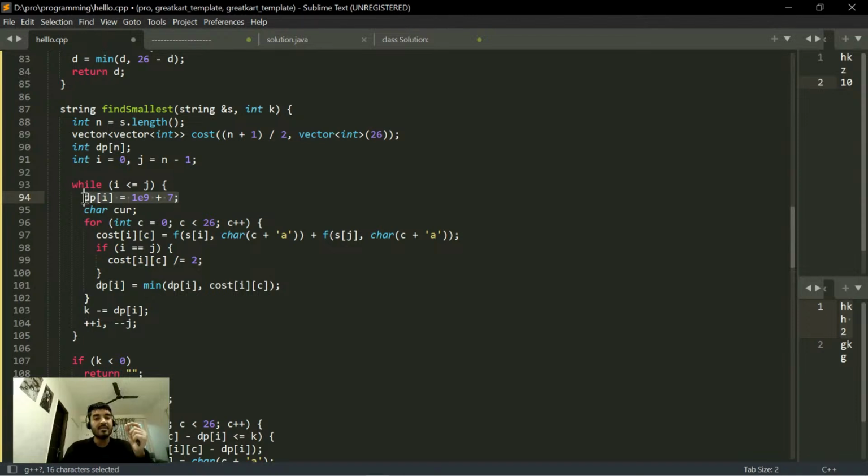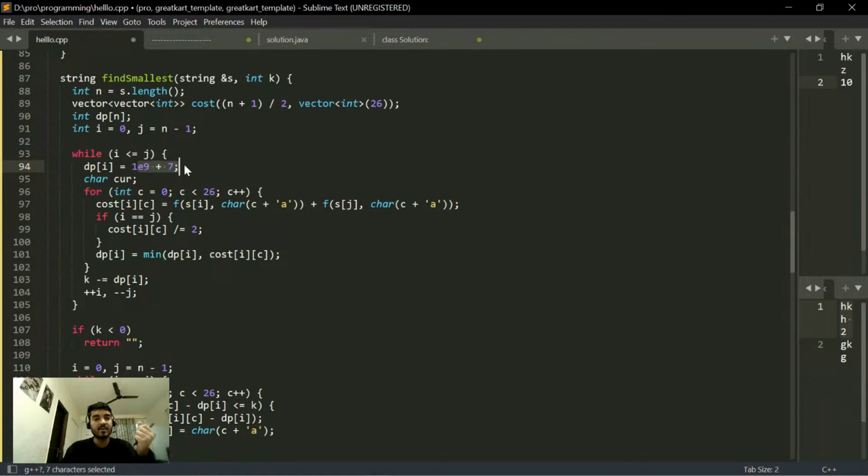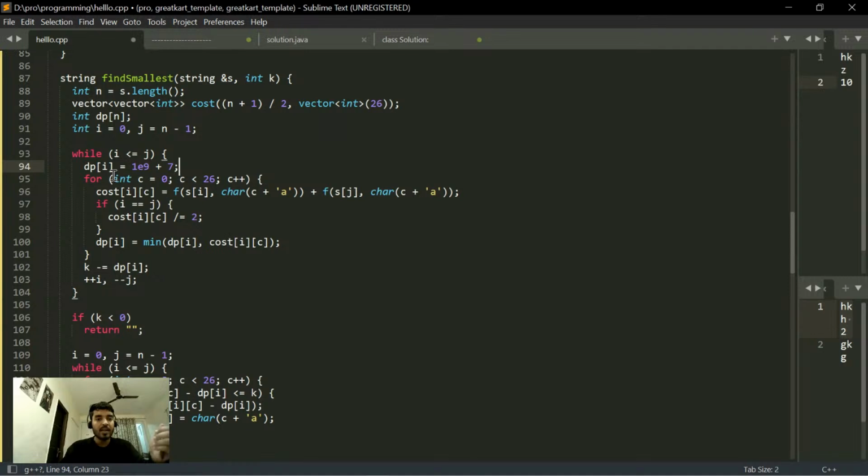So I have initialized this dp of I value with some large integer. Here in this case it is 10 power 9 plus 7. Then this is the current character, which is not required. Then I iterate over all the 26 characters, and compute the cost of converting character S of I and character S of J, both, into character C. How many operations do we require? It is simply equals to f of S of I, comma C, plus the cost of converting character S of J into C. Then I will simply add these values.